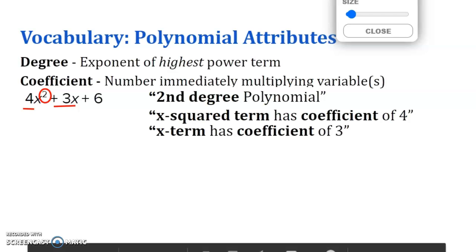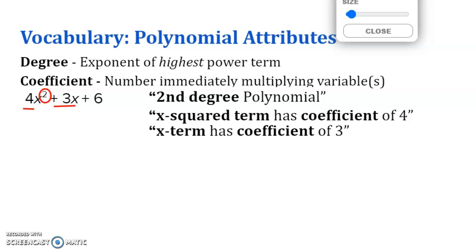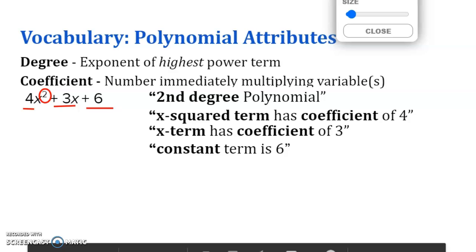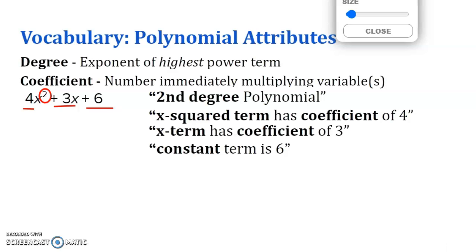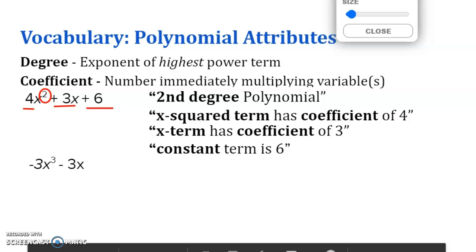Oh, I'm sorry. And then the x squared term has the coefficient of 4. What is the number in front of the x squared? That is the coefficient. We call that number the coefficient. And the coefficient is 4. The x term has the coefficient of, what is the number in front of the x term? It's the 3. So the coefficient of the x term is 3. And the 6 is the constant term because 6 is the one without any variable attached to it or multiplied to it.